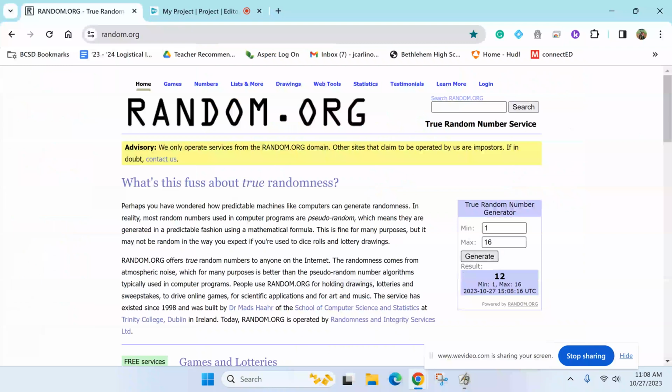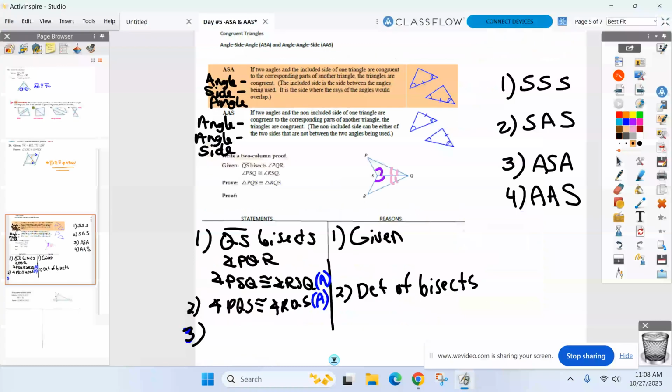Where's that side? Yep, and that's QS, right? Because it's what? Yep, it's shared by both. So that's reflexive.